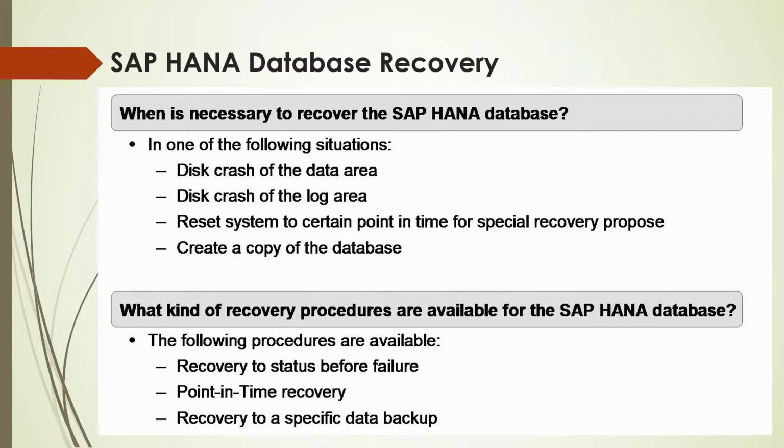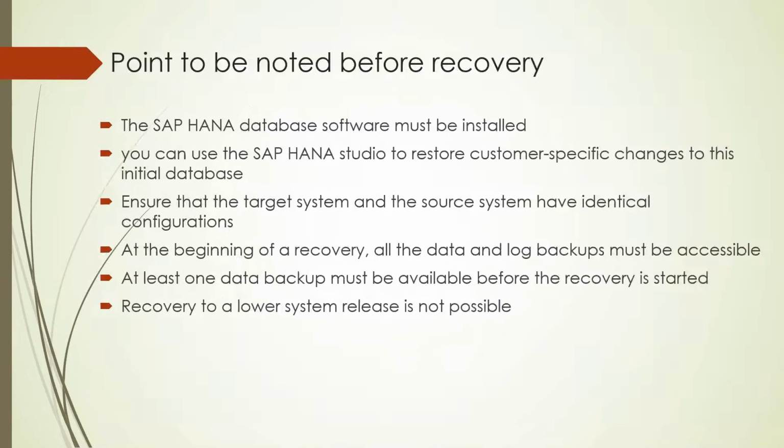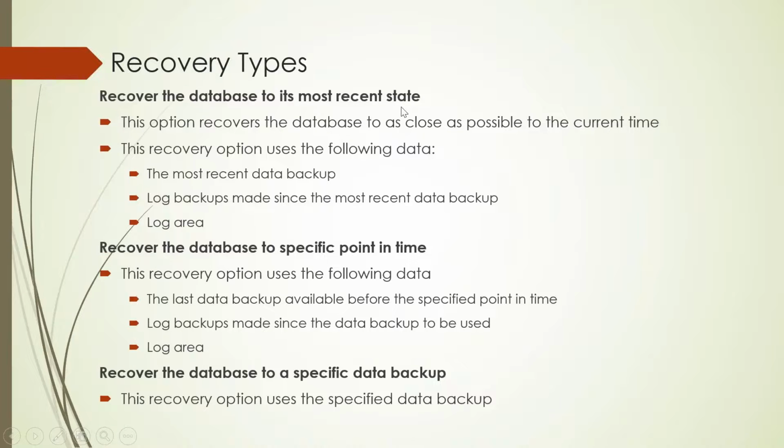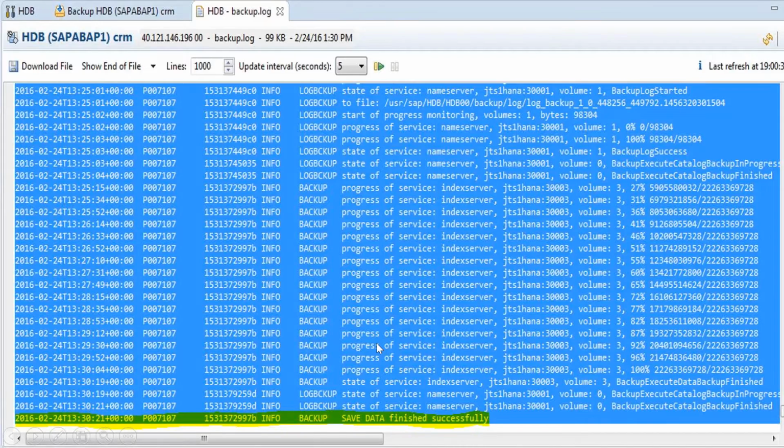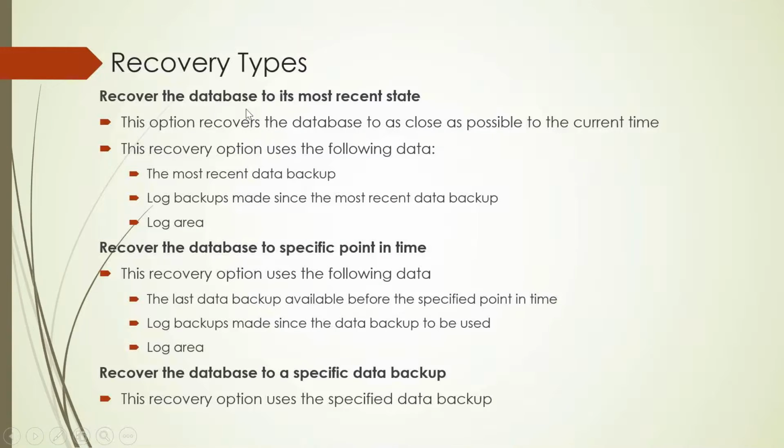The recovery to the status before the failover, this is changed now. Earlier it was recover to the status before failover. Now it is recover the database to its most recent state. So we have three options: recover the database to its most recent state, recover the database to a specific point in time, and recover the database to a specific data backup. So three methods we have for the recovery.